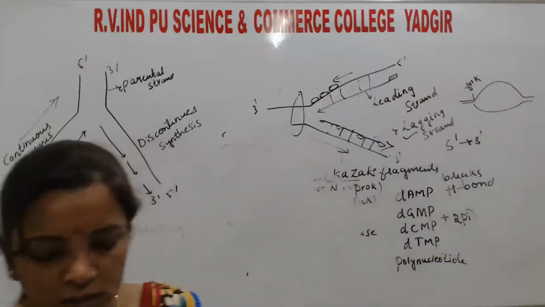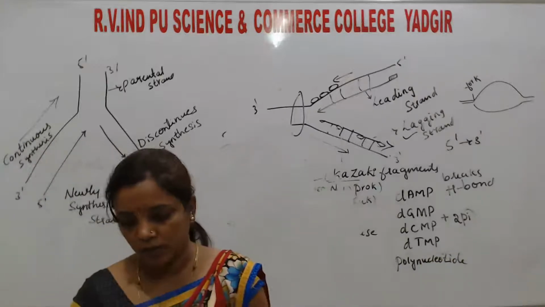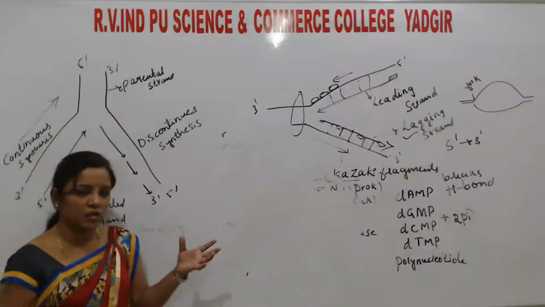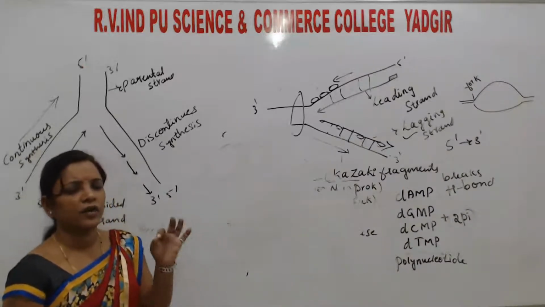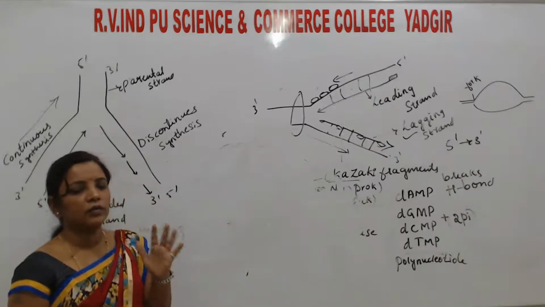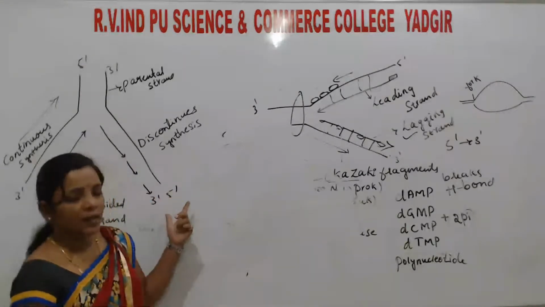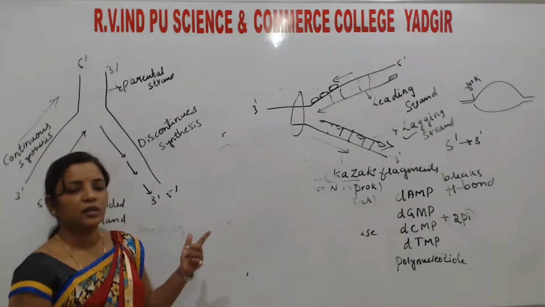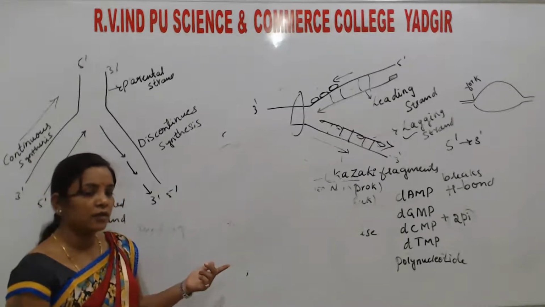I'll recall once again the mechanism of the semi-conservative method. The first step is initiation, very important for 5 marks. The basic question to think about is: explain replication using the semi-conservative method. Why is it called the semi-conservative method?